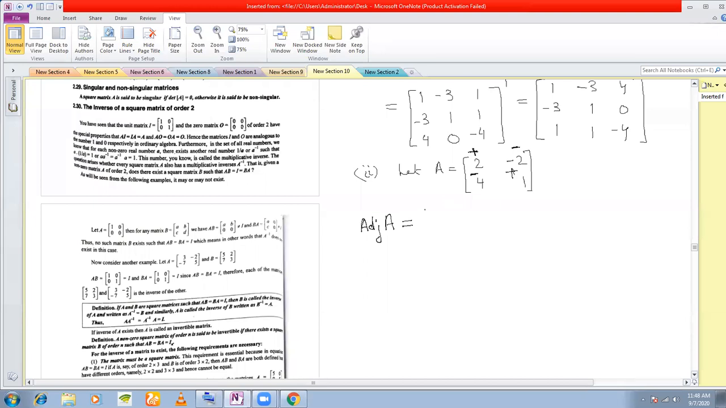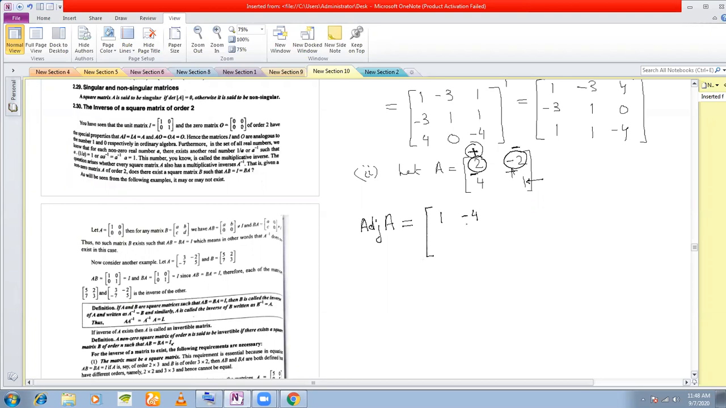So the adjoint of this will be, first of all, consider this element. This element belongs to the first row and the first column. So with your fingers, you hide your first row and your first column. What are you left with? You are left with this one only. This one you will write, and you have a plus sign here, so you have a plus 1. Next, I want to find this. You cover the first row and the second column. You're left with 4, and you have a minus sign with 4.